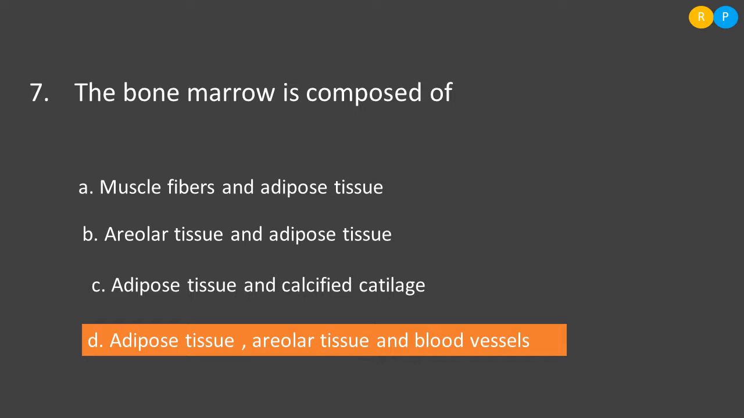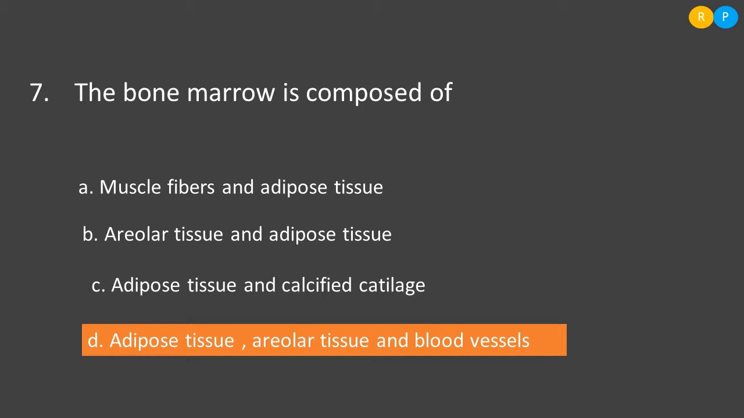So yellow marrow region will be having adipose tissue, but a red marrow region will consist of adipose tissue as well as blood forming tissues. Clear, right? So one of the tissues that can be seen in the bone marrow is adipose tissue, and another tissue is areolar tissue. Areolar tissue is a kind of loose connective tissue. It is also present in bone marrow.